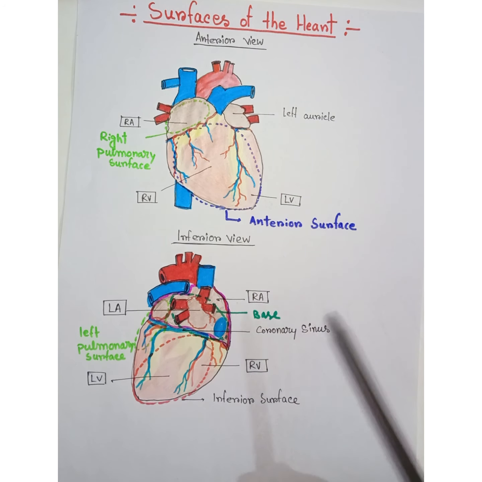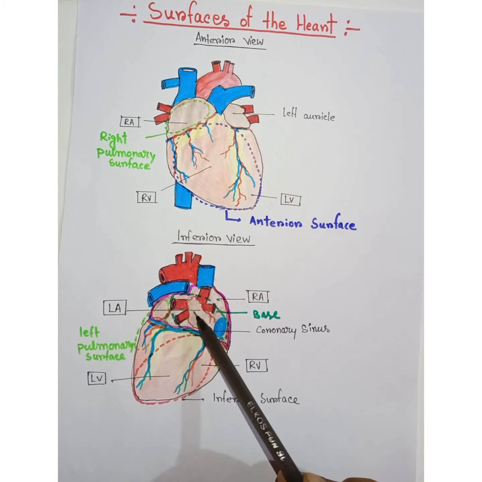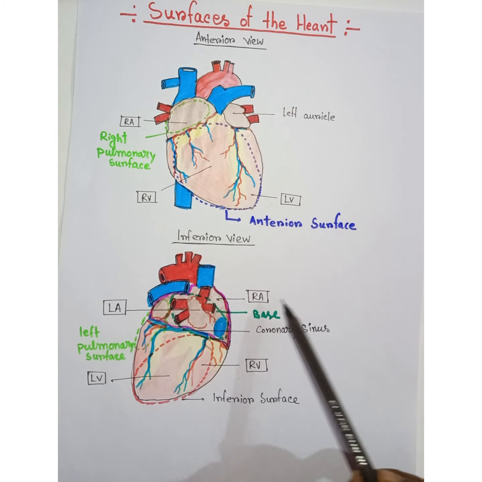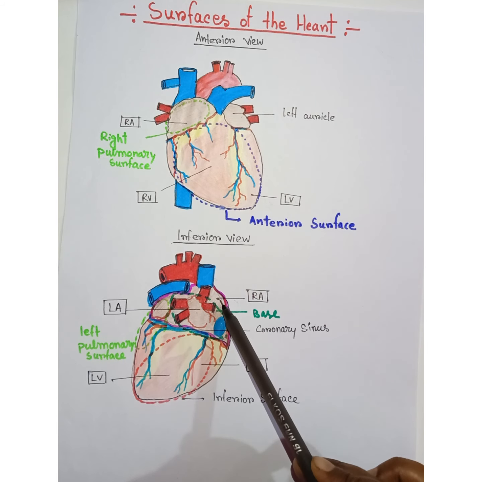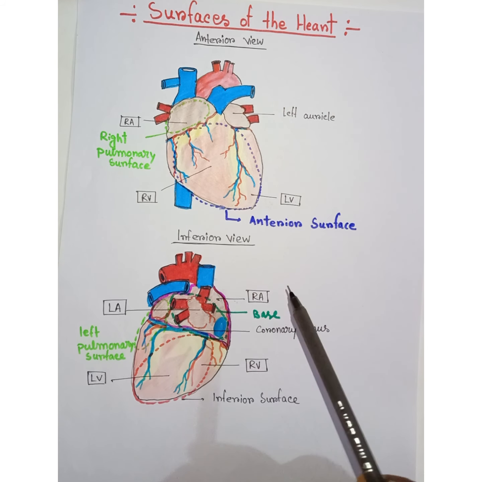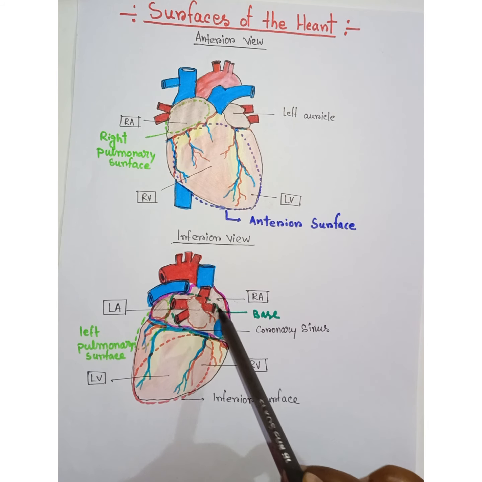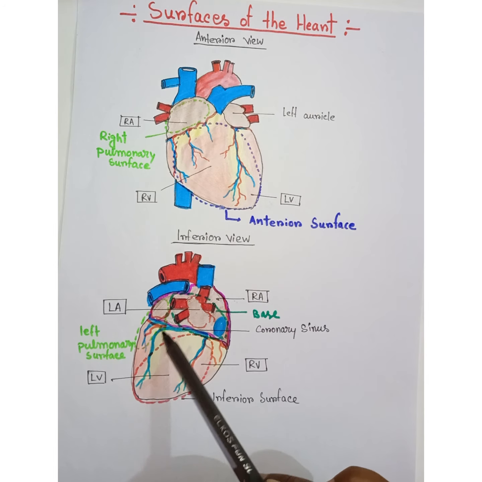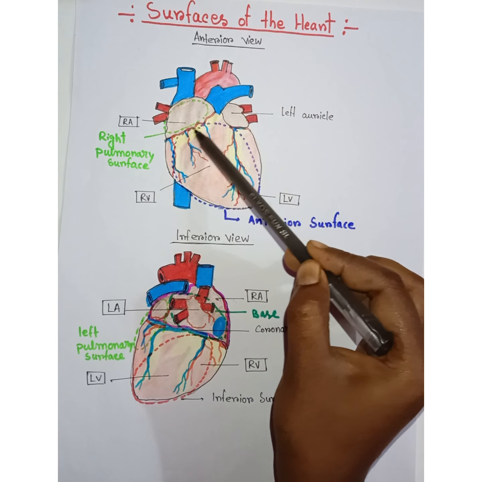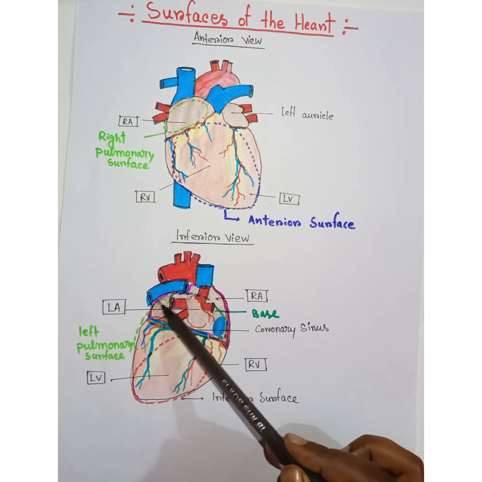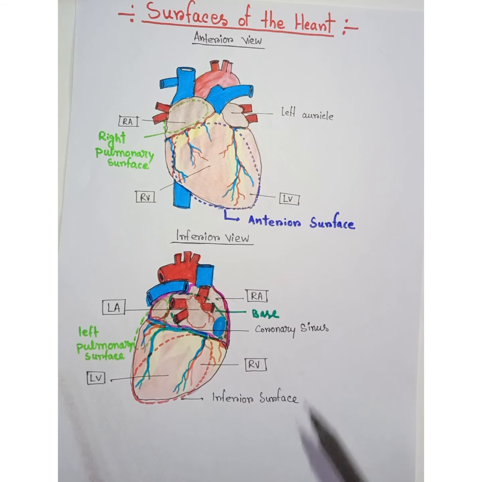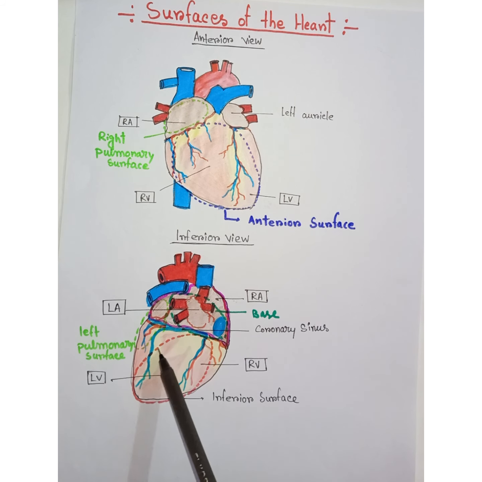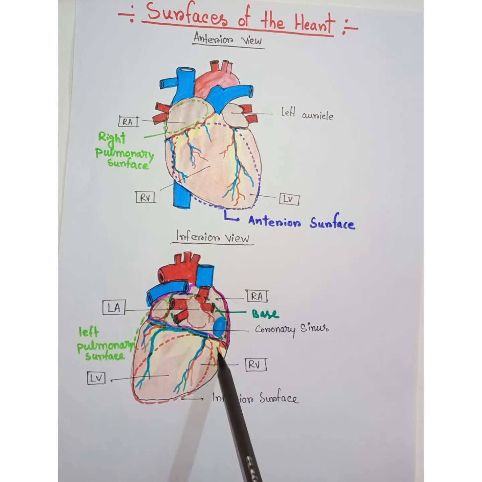Now the inferior view. This is the left atrium and this is the right atrium. This green circle is the base, and this is the left pulmonary surface. It is the right pulmonary surface anteriorly and the left pulmonary surface inferiorly. This is the left ventricle and this is the right ventricle, and this red circle is the inferior surface of the heart.